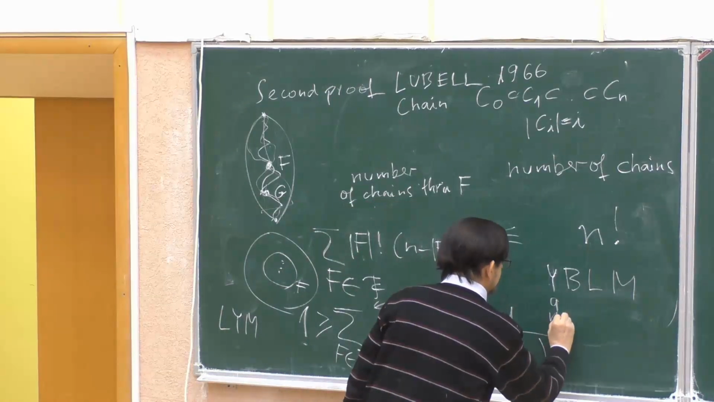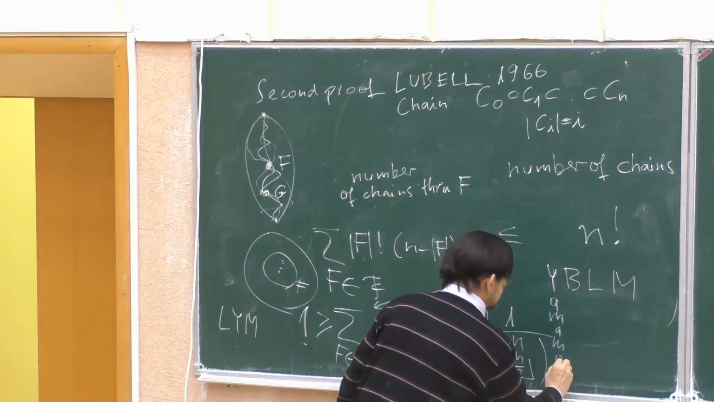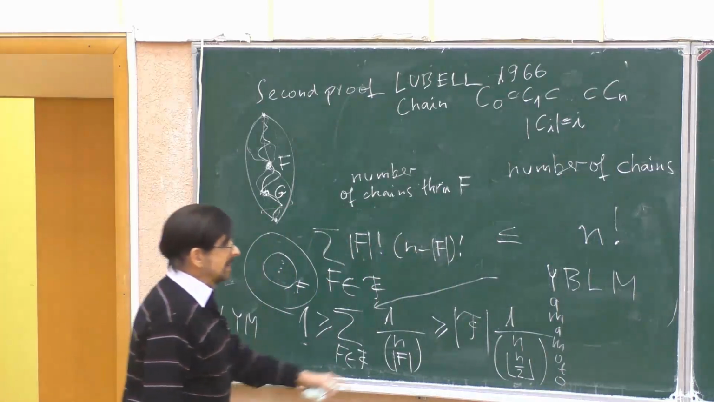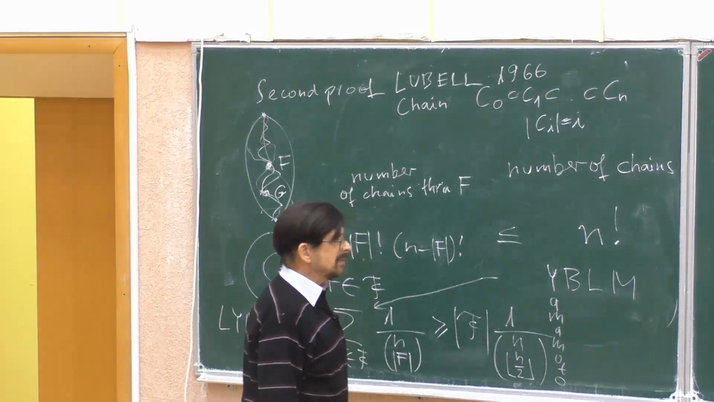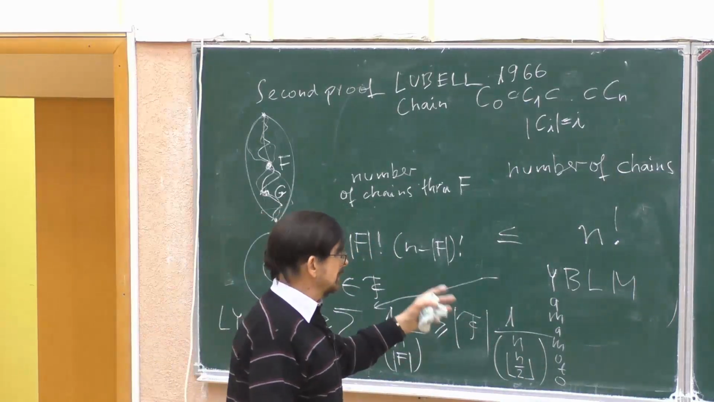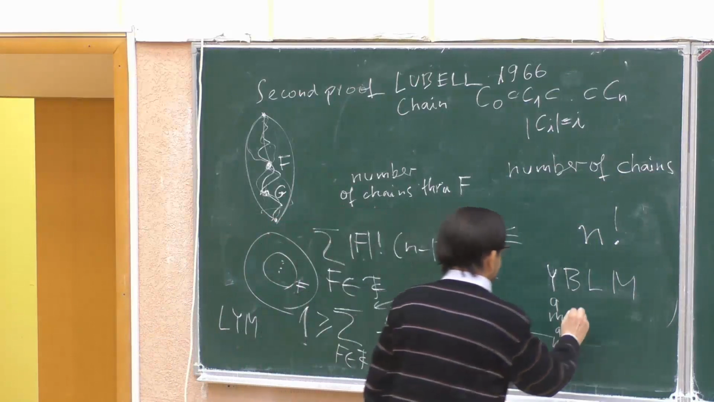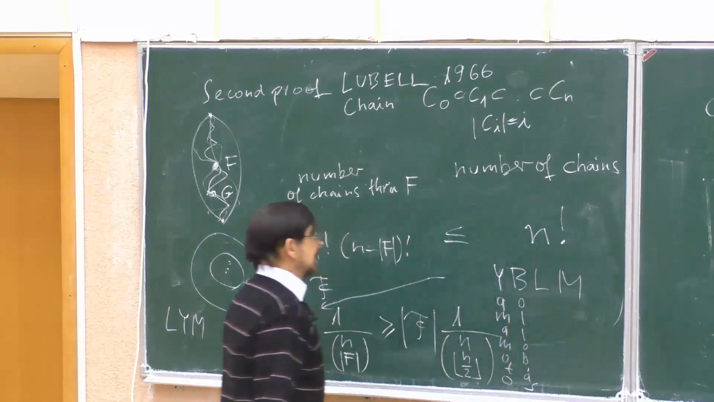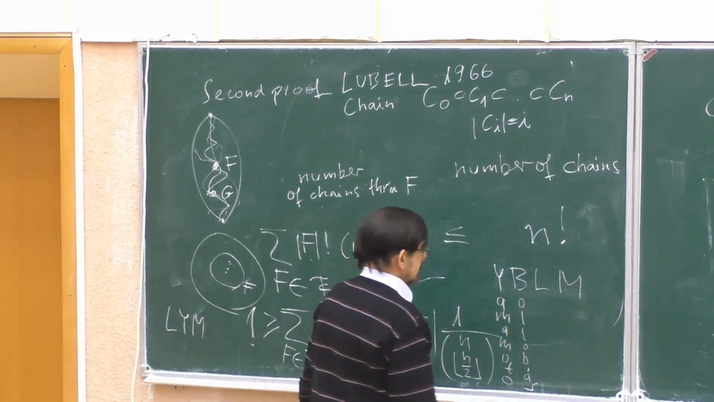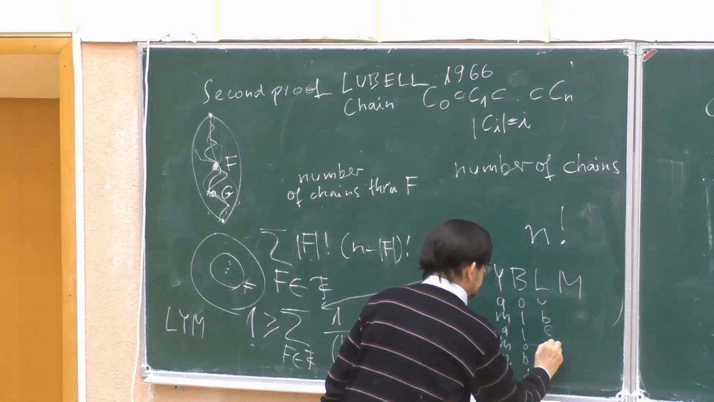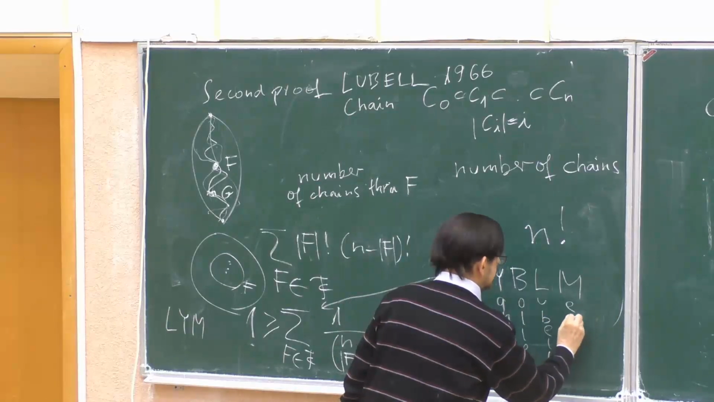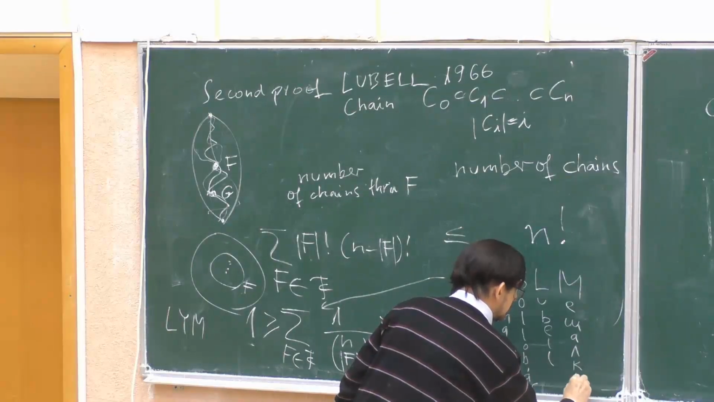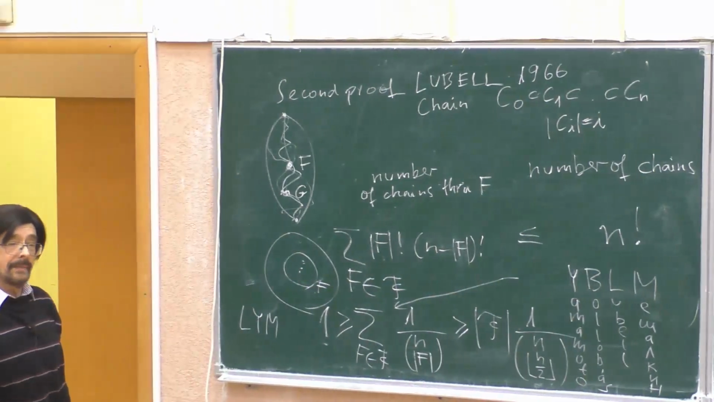So the first person to publish this was Yamamoto. He was an algebraist, and he proved it in another context. Bollobás, Hungarian-American, Lubell, and a Russian mathematician.